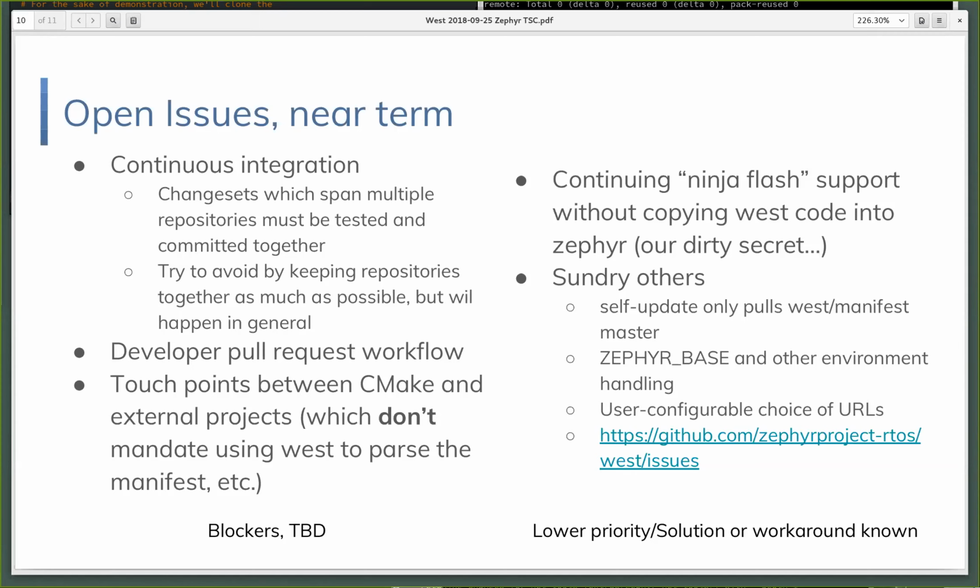The developer pull request workflow is kind of related. It's sort of the opposite side of this coin. And then obviously the build system issue here is that it would be easy to make CMake depend on West as a hard dependency to pull out the projects, but we're trying to avoid that, especially given that we've heard people don't always want Git and things like that.